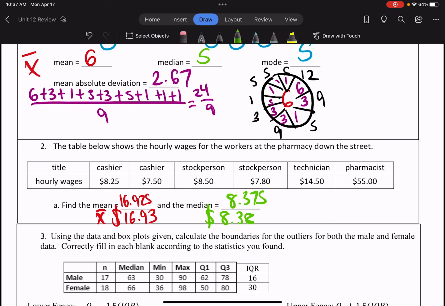Notice there is a major discrepancy between the mean and the median, and that's probably because we have an outlier. So if you're looking at that data, most of these are ranging between $7.50 and $14.50, but we've got that pharmacist who is making $55 an hour. That is an upper outlier, which is going to mean that our mean is higher than our median, or higher than our expected middle.